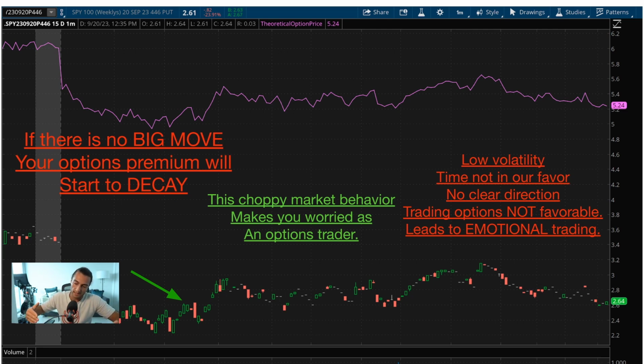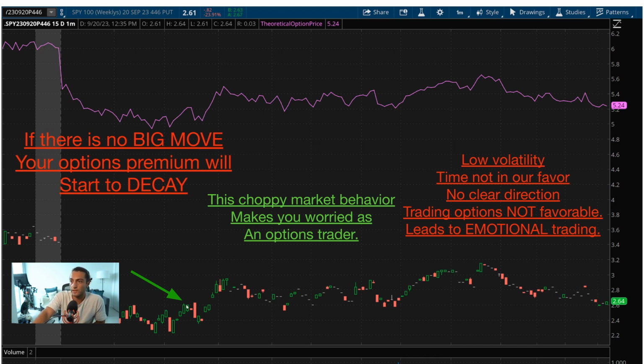Not every day are you going to get a big clear move, all right? When you get a big clear move, yes, options can be very favorable. But when you're in a choppy situation like this and you think the market's going to have a big move, but it's really not showing and not doing that, this is where futures are more favorable.